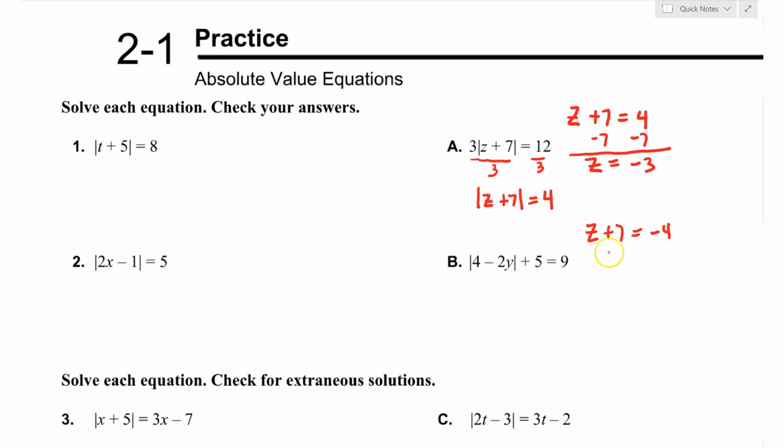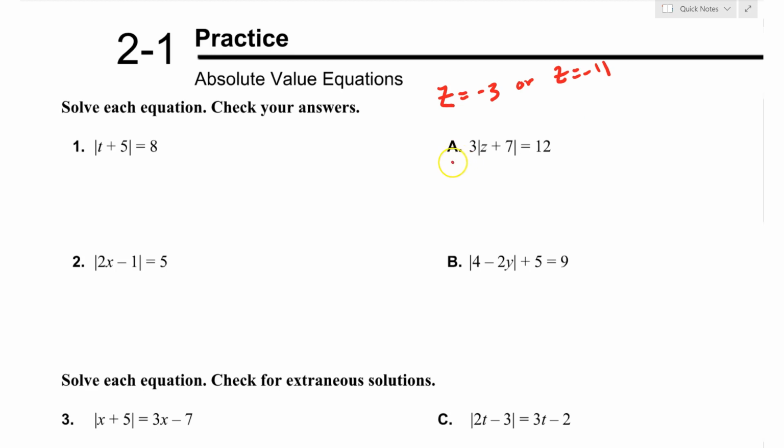The next equation, I'm going to subtract 7. And 7 minus 7 is 0, so we have z equals negative 7 plus negative 4, which gives you negative 11. So the possible answers are z equals negative 3 or z equals negative 11. And the last step, which I want all of you to do, is check. So I'm going to go ahead and pause it for right now.